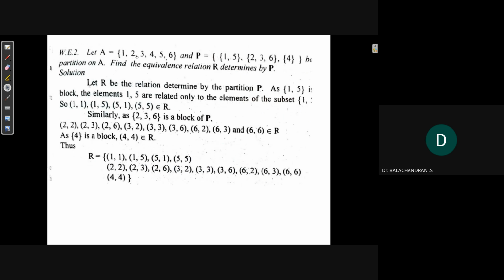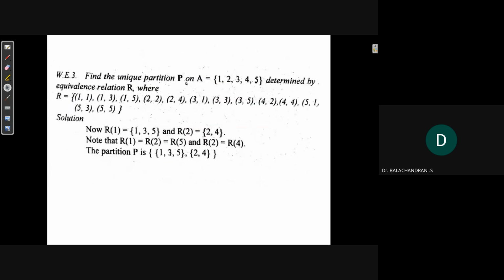Similarly, next problem: A is a given set which contains 6 elements, and P is this partition. They are asking for the equivalence relation. So how do we find it? {1, 5} means (1, 1), (1, 5), (5, 1), (5, 5). Next, {2, 3, 6} means (2, 2), (2, 3), (2, 6). Next (3, 2), (3, 3), (3, 6). Next (6, 2), (6, 3), (6, 6). And then 4 means (4, 4).